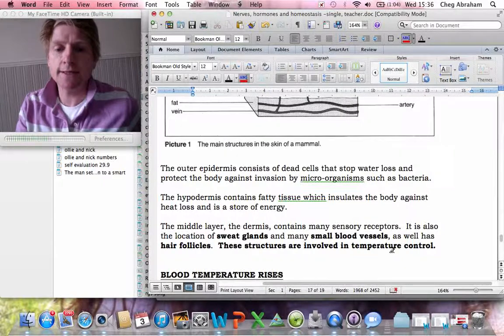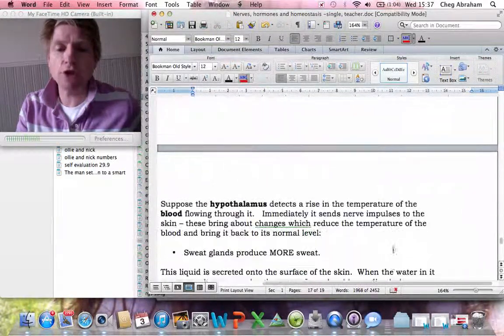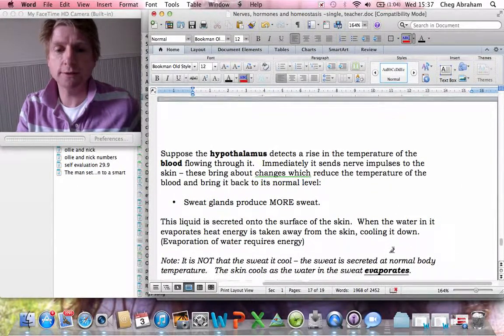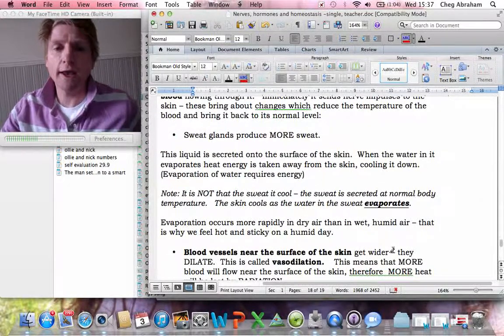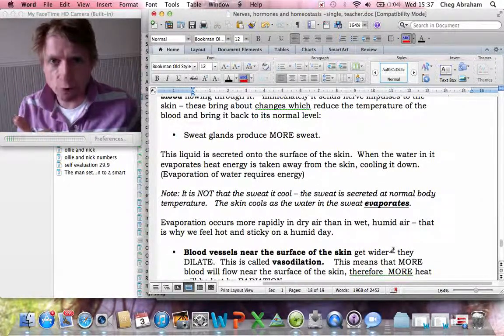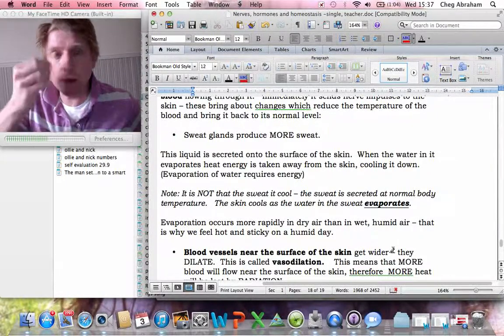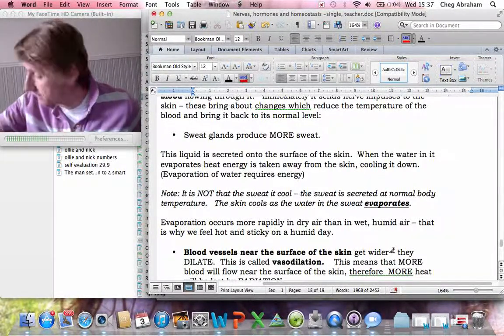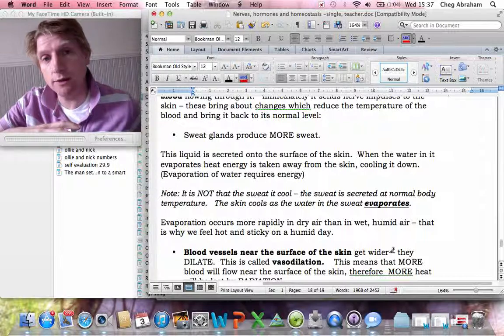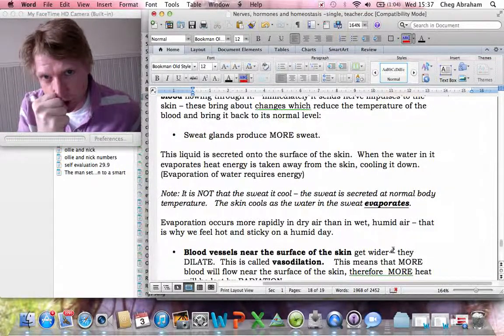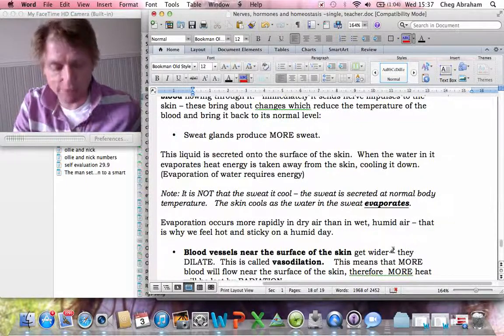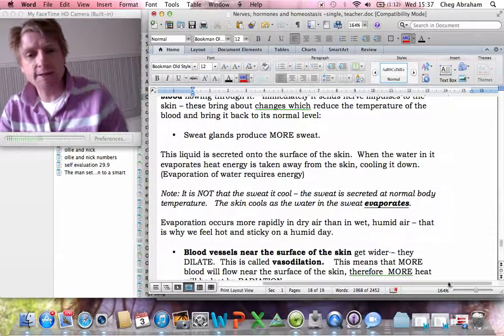Okay, and the areas that I want you to make sure that you mention in terms of the mark scheme are vasodilation, which is opening. When your pupils dilate, they open wider. So, opening of blood vessels near the top of the skin. Vasoconstriction is where they constrict and the blood flow is taken away from the surface of the skin. Look at this in our mark scheme recently.